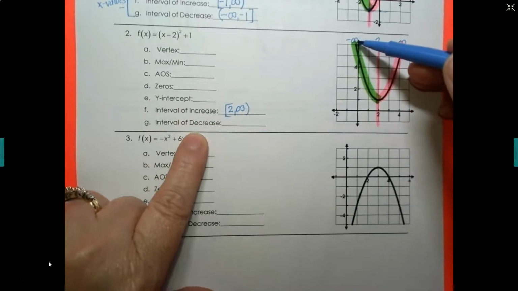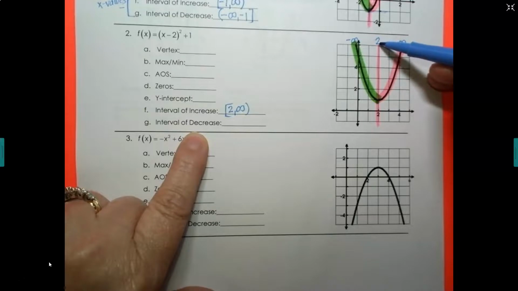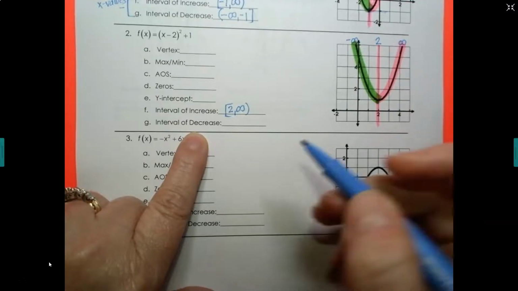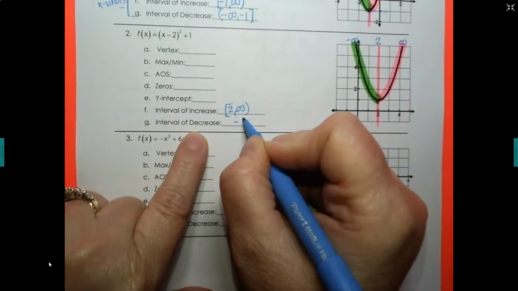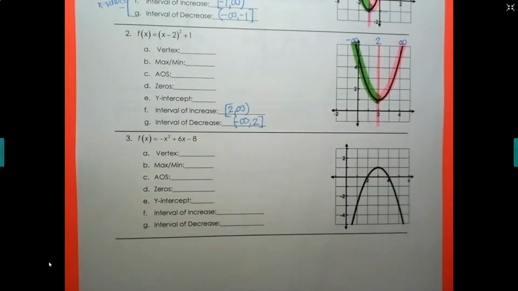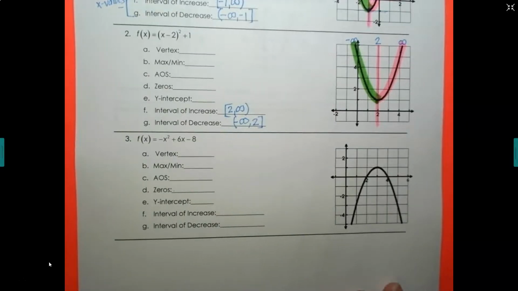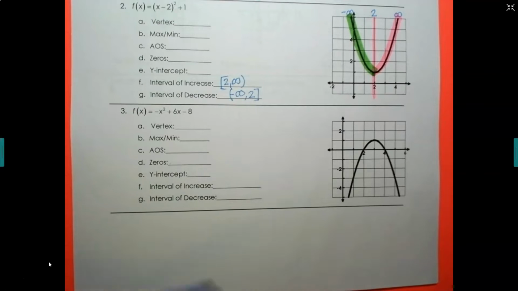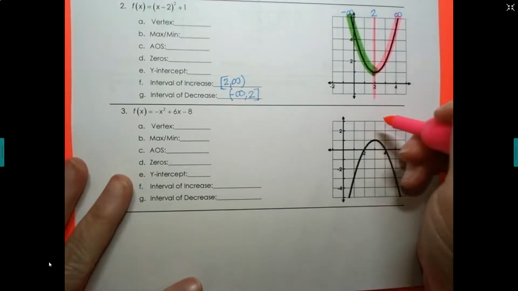Where was it decreasing? That's over here on the left. It started somewhere back in negative infinity, and it turned around at the vertex with an x value of 2. So we're going to use negative infinity to 2. All right. So this last one, I'm going to set up for you, but I'm not going to answer it for you, and all the rest you're going to do on your own.